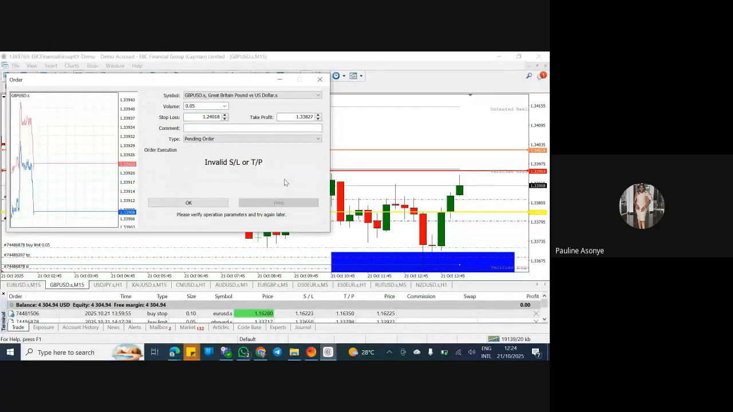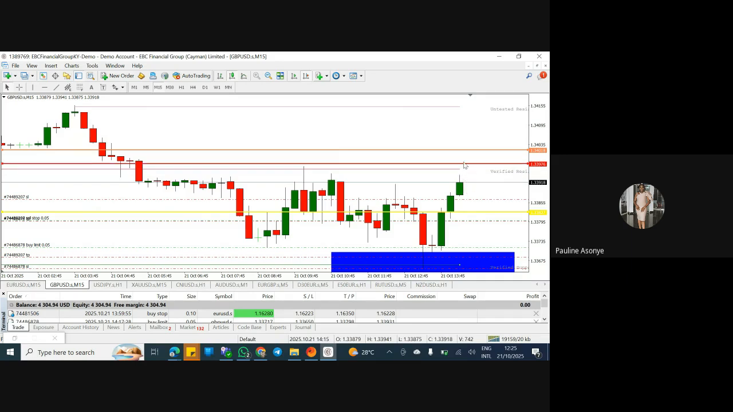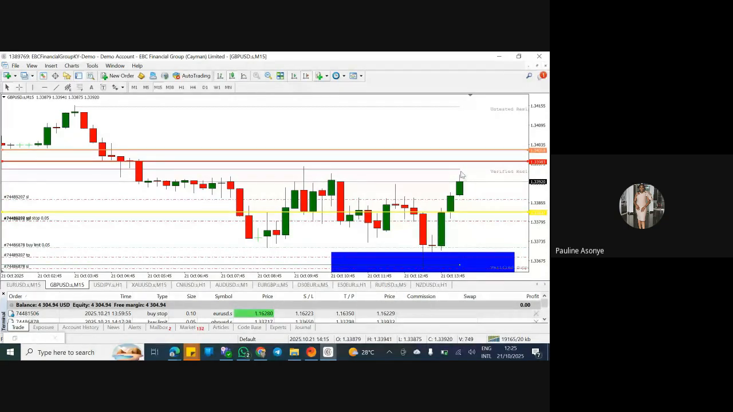I know it's going to be invalid. Why is it invalid? Because our entry price is close to the current market price. If you check the pips, it is not up to 50. Are you seeing it's 26? That is why it is not going. The only way this can go now is if we take a sell trade above this, but because this is a verified resistance, it would be very silly of us to take a sell above a verified resistance.